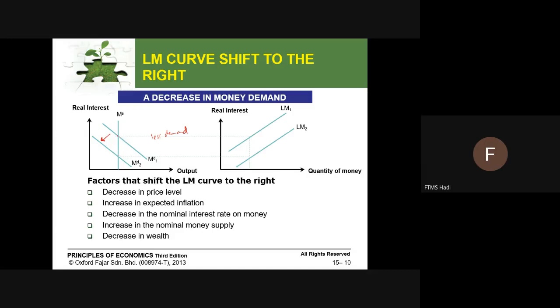Originally, these are the interest rates. But if money demand shifts to the left, this is E0, the equilibrium, and therefore this will be E1. So that means the interest rate will be low. Interest rate will be low. It is one of the factors, because people don't want to spend money.